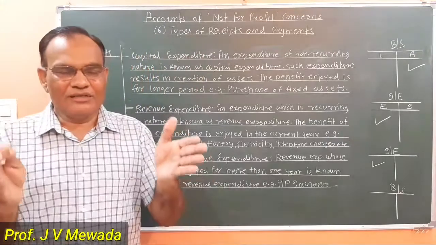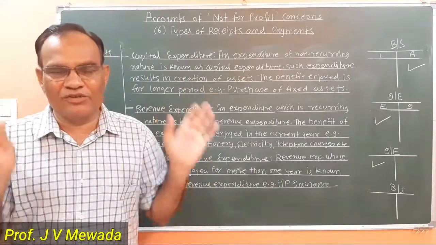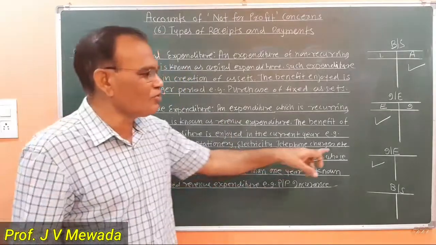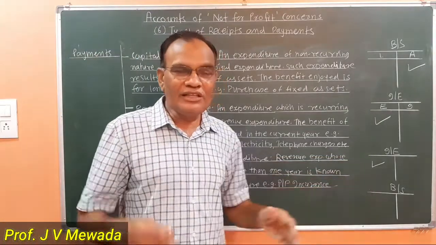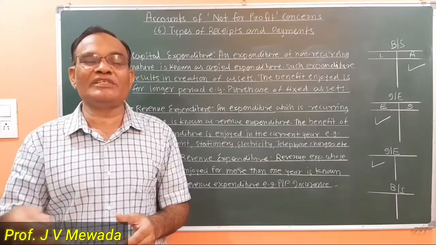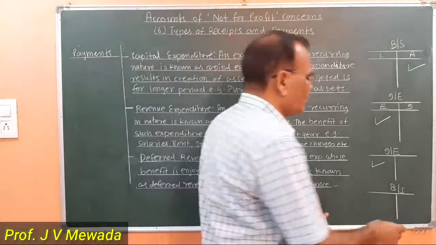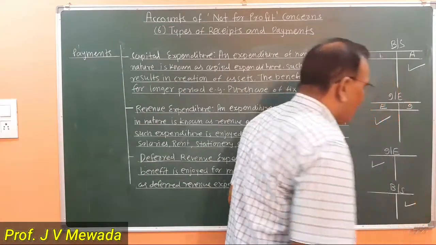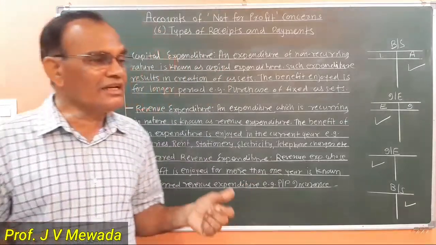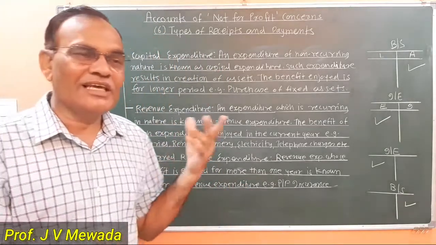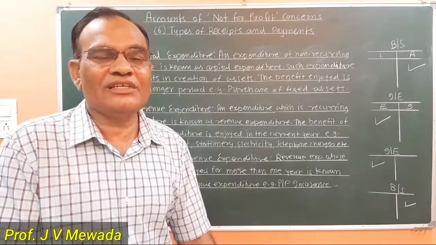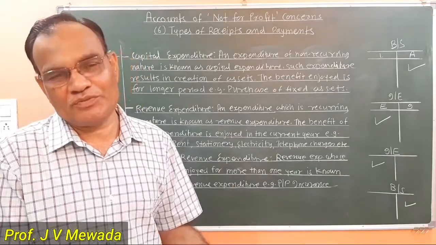Say for example, I have paid insurance 12,000. Benefit of 9 months is enjoyed in this year. So 9,000 I am going to record on the expense side. And 3,000 benefit I am going to enjoy in the next year. So that is known as a prepaid, which is an asset. So the second part of 3,000 is recorded on the asset side of the balance sheet. So now it is clear which are the capital receipts, which are the revenue receipts, which are the capital expenditure, which are the revenue expenditure, and which are the deferred revenue expenditure.